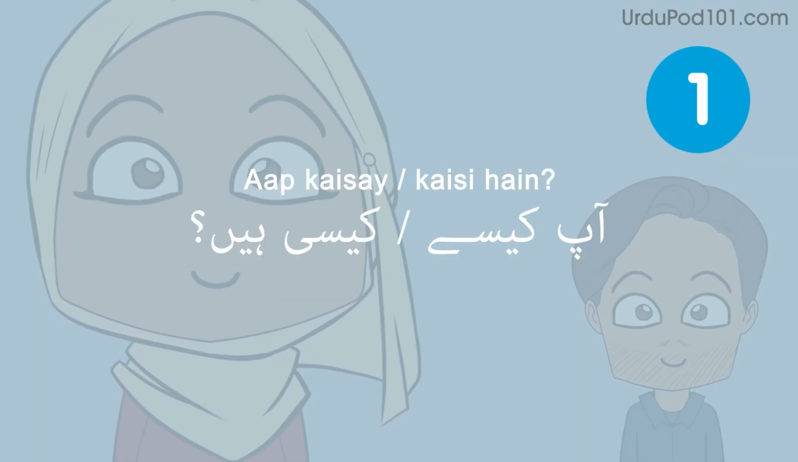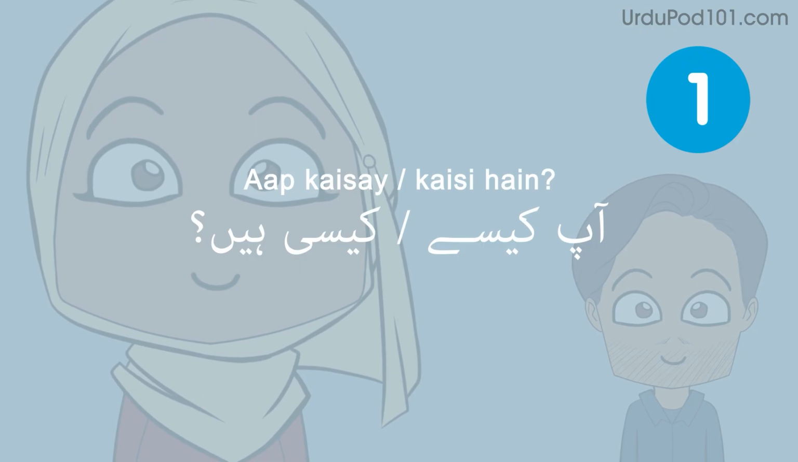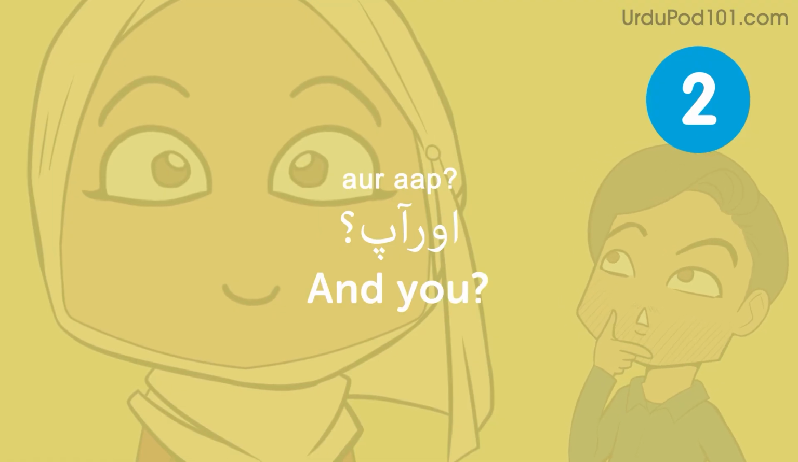Okay, let's get started. आप कैसे हैं? आप कैसी हैं? How are you? It's a pretty simple question and you can use it in an informal situation, also in a formal situation. और आप, and you. So basically this question is an answer but asking a question.